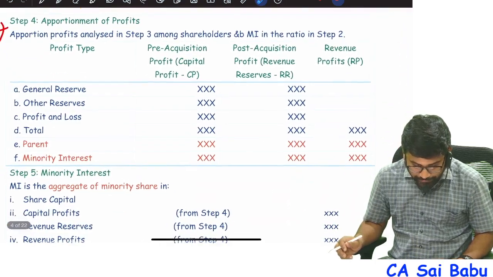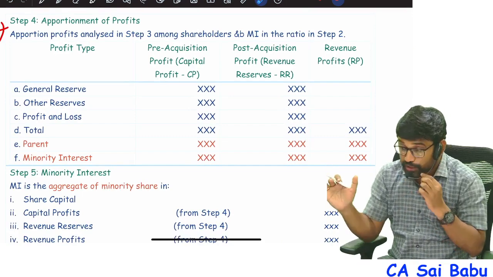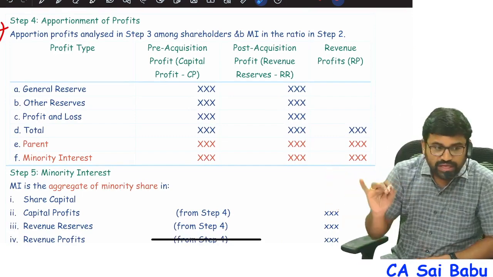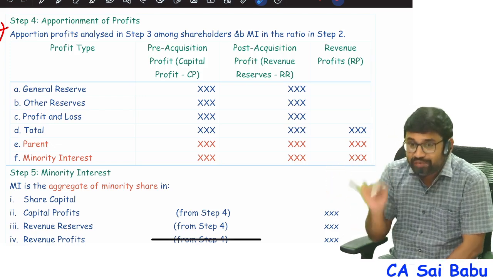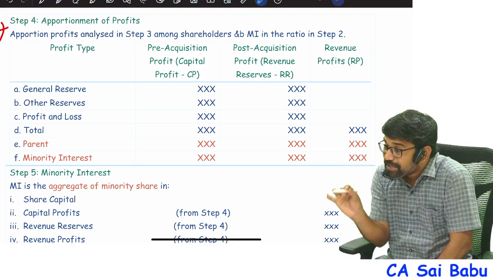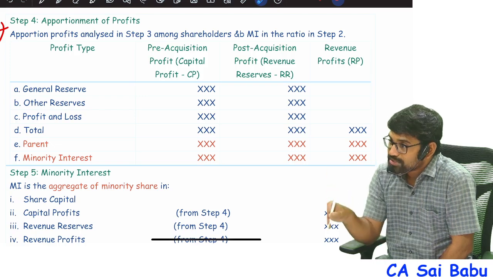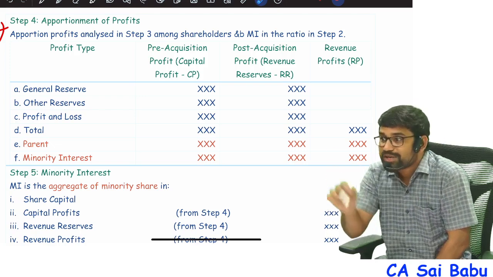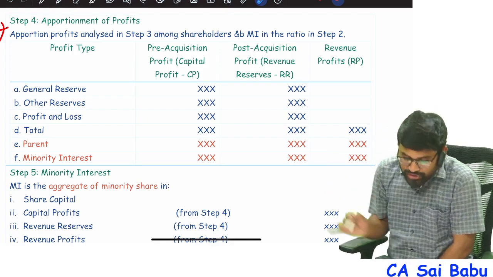Next. See step number 4, sir. I will come back to step number 3. Those important adjustments I will explain. Sir, once you analyze the subsidiary company profits into pre-post, then what you need to do is, this subsidiary company profits is apportioned between the shareholders of subsidiary company. Who are the shareholders of subsidiary company? Parent and minority interest. So therefore, see this.